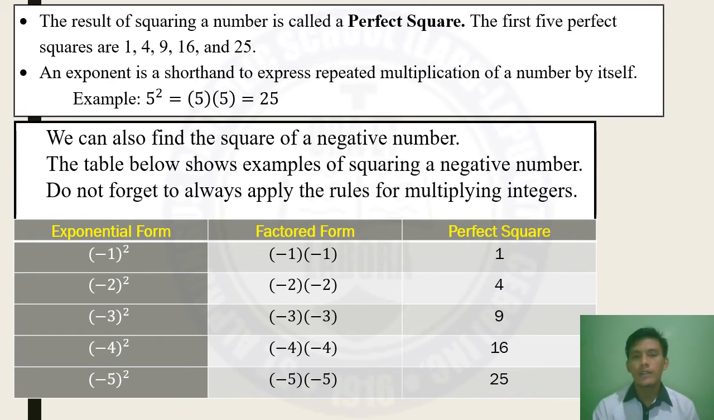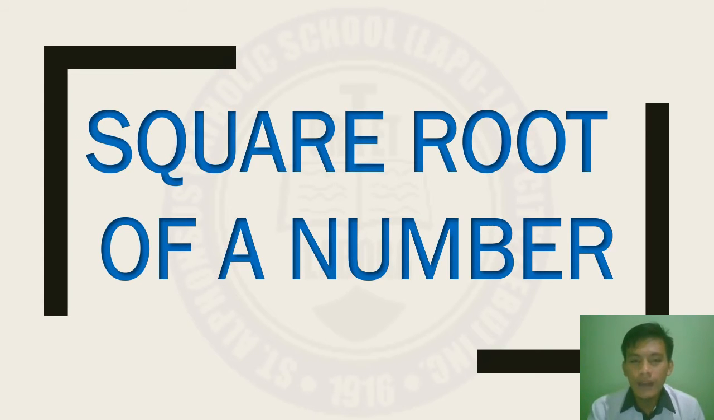Negative 2 squared, when you factor it out, is negative 2 times negative 2, which is equal to positive 4. Negative 3 squared is negative 3 times negative 3, which is equal to positive 9. In all of the given examples, the result for a negative number is a perfect square. Don't forget that.